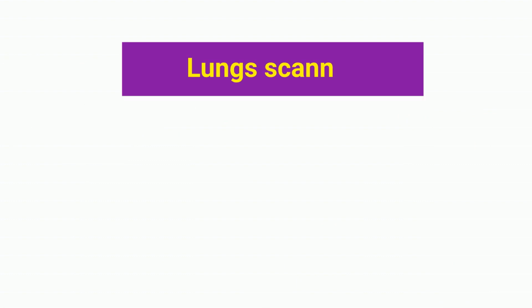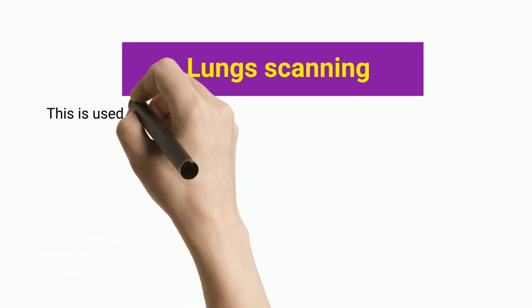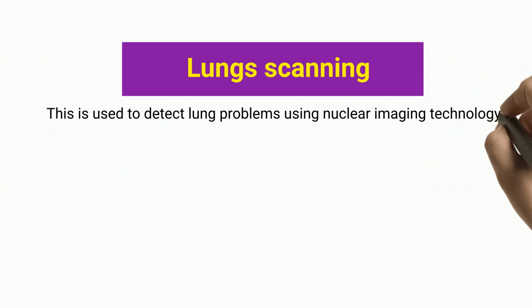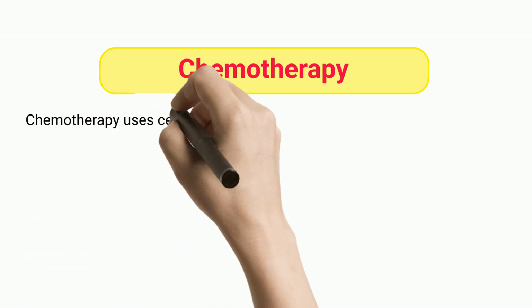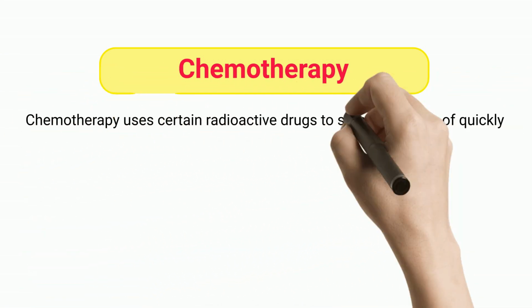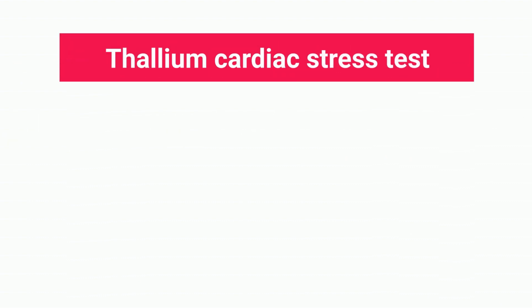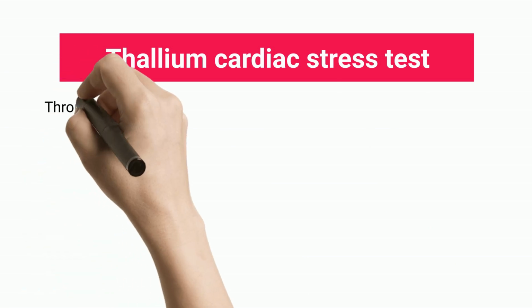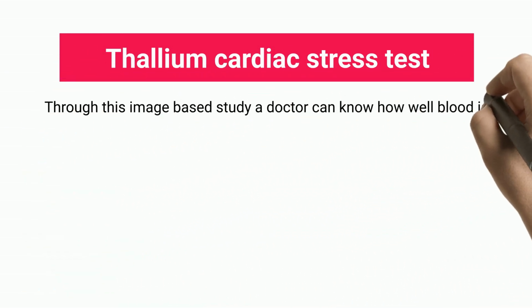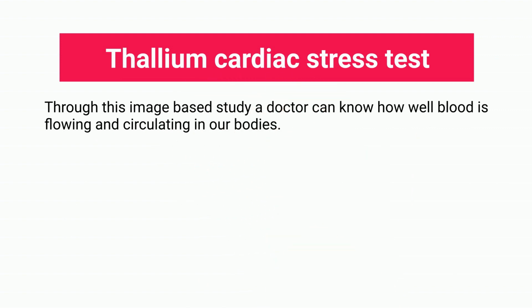Lung scanning. This is used to detect lung problems using nuclear imaging technology. Chemotherapy. Chemotherapy uses certain radioactive drugs to stop the growth of quickly growing cancer cells. Thallium cardiac stress test. Through this image-based study, a doctor can know how well blood is flowing and circulating in our bodies.